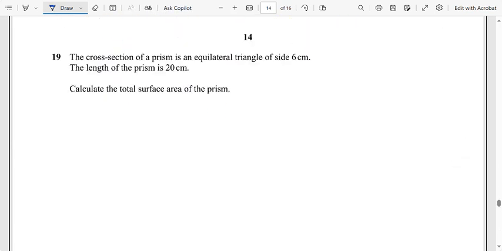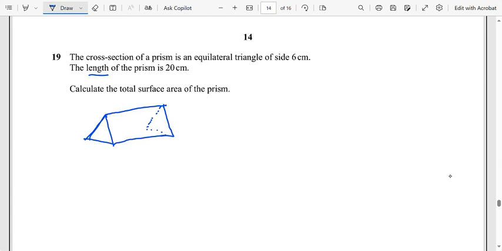Question number 19. The cross-section of a prism is an equilateral triangle of side 6 centimeters. The length of the prism is 20 centimeters. Calculate the total surface area of the prism. So I always favor drawing diagrams first. So the prism is not standing vertically upwards, but is actually horizontal because we are given the length of the prism rather than the height.